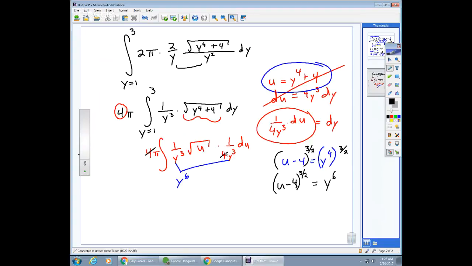So I could get rid of the y to the 6th here. We might be able to clean that up, so let's try it. We got rid of the 4, so what's left? We still got a pi. We have 1 over y to the 6th when we combine these things, which is going to be 1 over that. So I'm going to have the integral of 1 over u minus 4 to the power 3/2 times square root of u du.